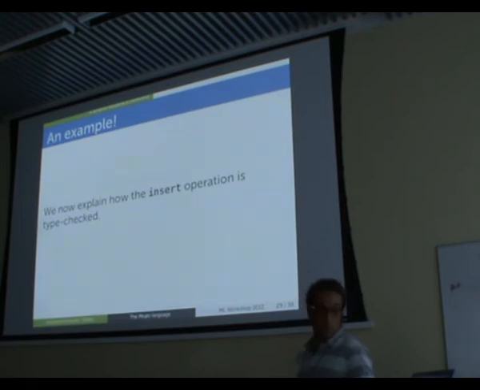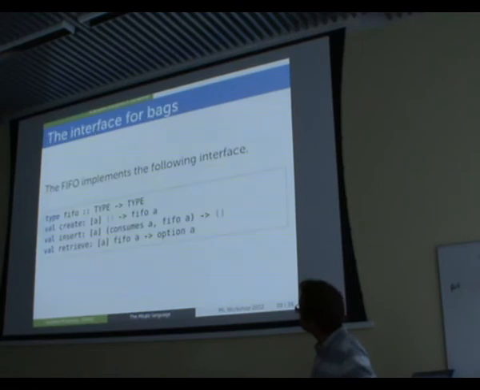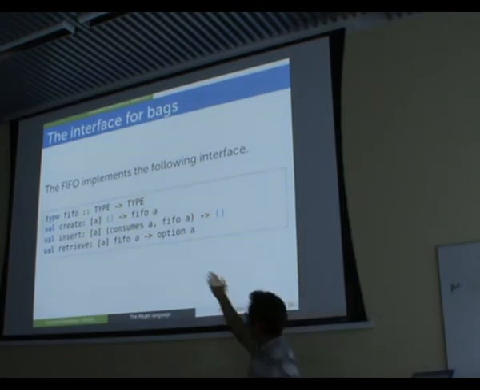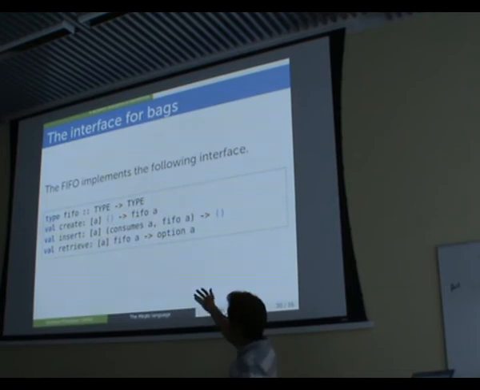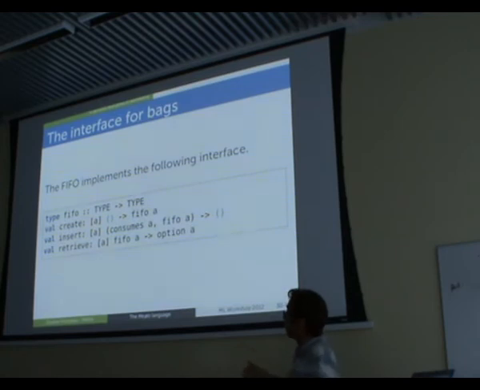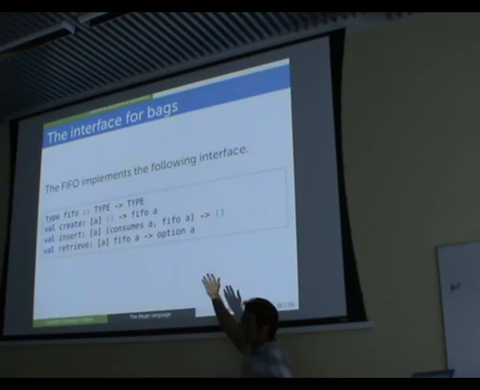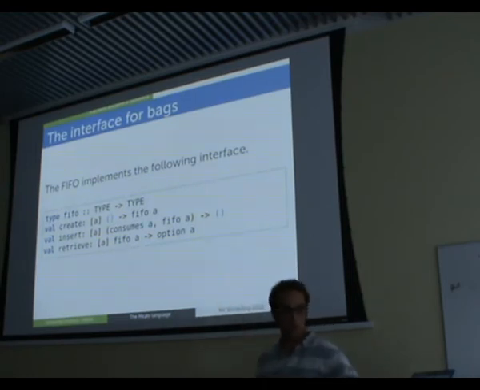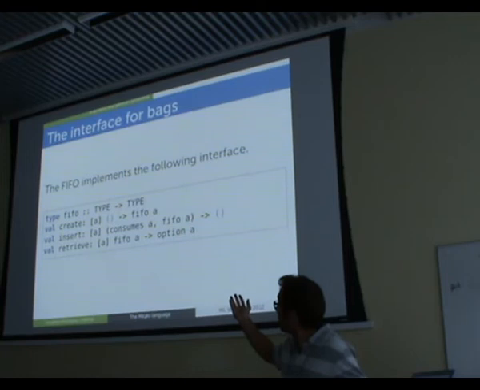And now, during the remaining minutes, I will explain in a step-by-step fashion an example function to tell you how those mechanisms work in practice. So back, FIFOs implement the following interface. You can create a FIFO. The function returns you a new FIFO. You can insert an element in a FIFO. There's a consumes annotation that says that you give up the ownership for your element to put it in the FIFO. And when you retrieve an element, you may get an A object. The option is here because the FIFO may be empty.